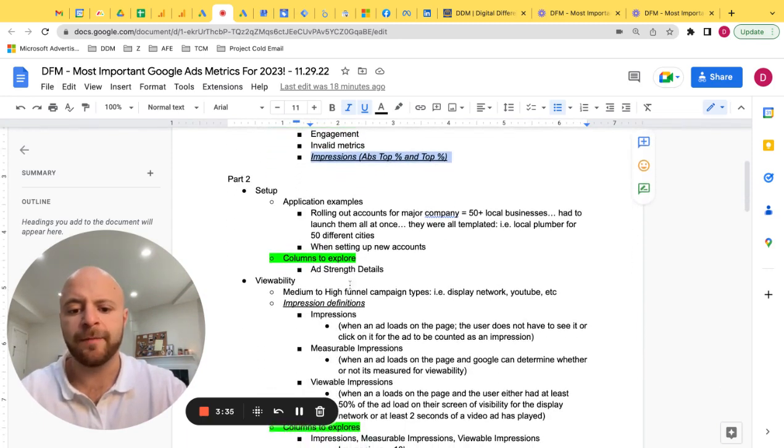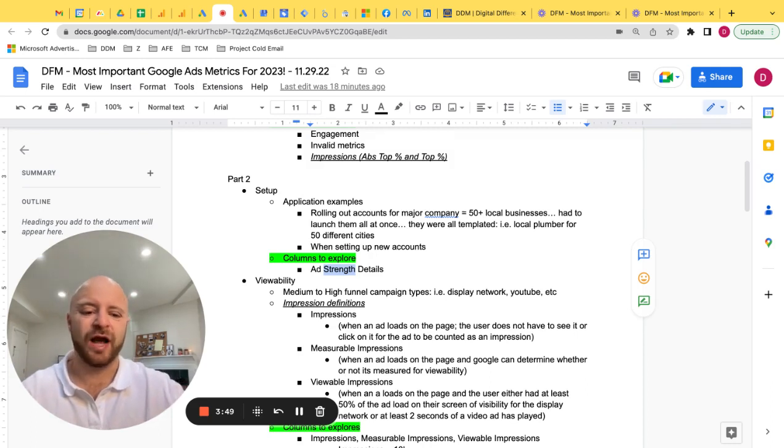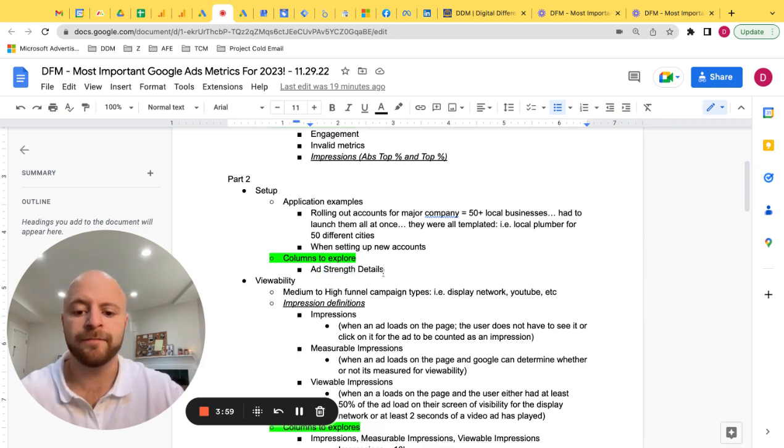Part two, setup, ad strength details. So that really just talks about the strength of your ad. And with responsive search ads, this might be just a cool column to see if all your responsive search ads are filled out. That's more of a check off column to see how you can improve, but something to explore.